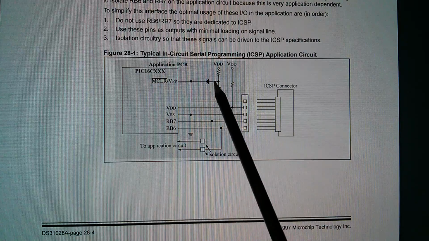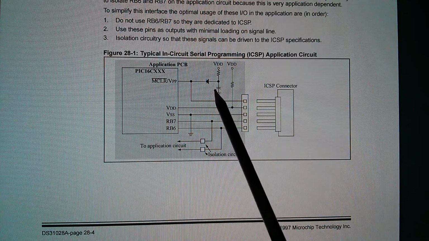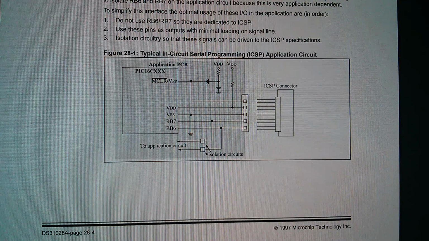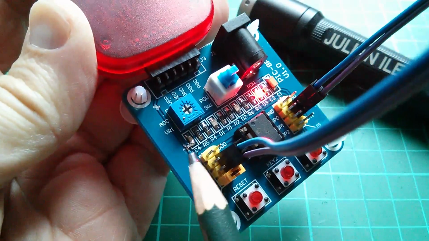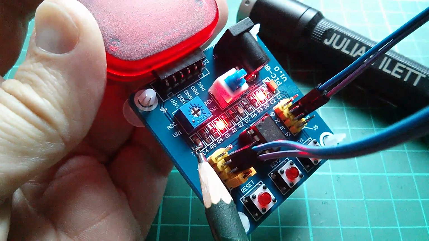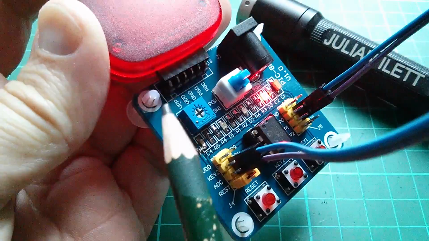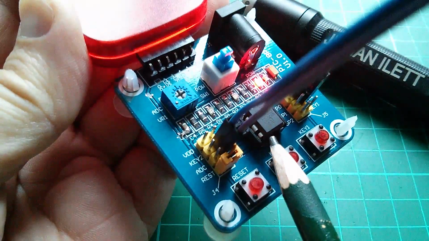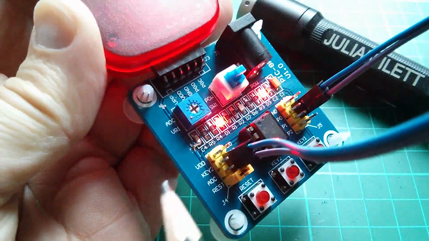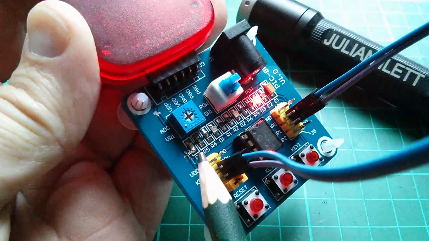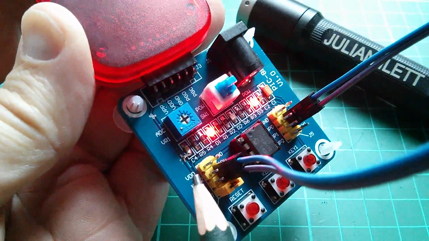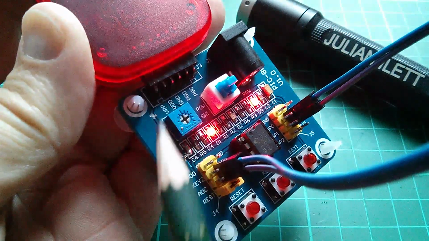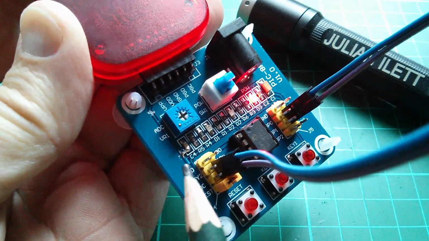But this circuit board, the little blue circuit board I bought, doesn't have that diode. So I started off by cutting this track here to disconnect this line running from VPP down to pin 4, it is, of the chip, GP3. And I started having no problems at all. That fixed all the funny messages from the programmer saying, I can't see the chip, where's the chip?